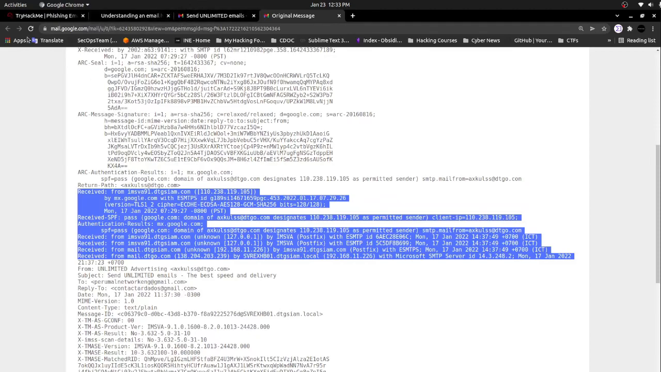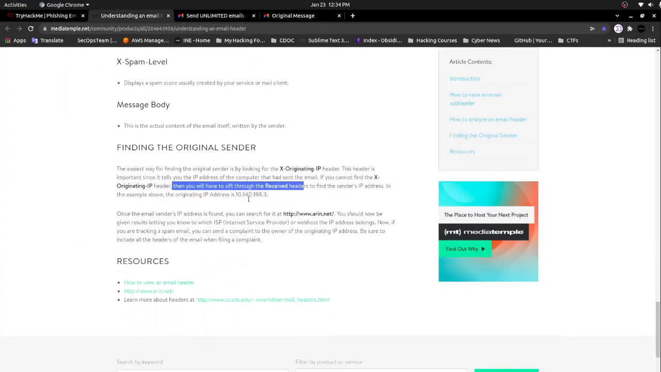So, finding the original sender. You might ask, we came through a lot of parameters, but how can we spot the original sender? That is the step given here. The easiest way to find the original sender is by looking at the X-Originating-IP header. But in our case, we don't have that header. Instead, they gave another solution. This header is important since it tells you the IP address of the computer that sent your email. So the originating IP. If you cannot find the originating IP header, then you will have to sift through the received headers.